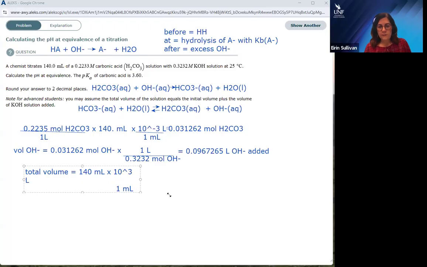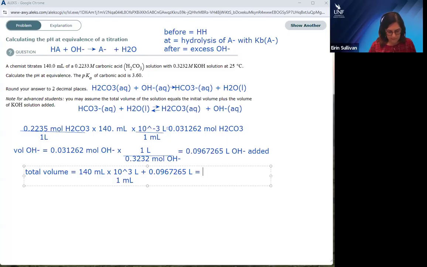So that is going to be the volume of our acid that we started with, and then add to that 0.0967265 liters of our hydroxide that we added, and that gives us a total volume of 0.236727 liters. That's plenty of DPs.